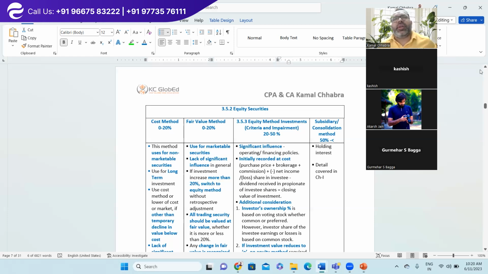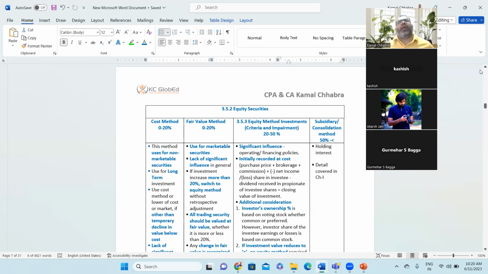Second is the equity method investment, when you have invested more than 20% but less than 50%. So why is the equity method investment required when you have an investment of 20 to 50%? Any idea? Have you heard this term before, equity method investment? Yes, sir. Any idea what that is?